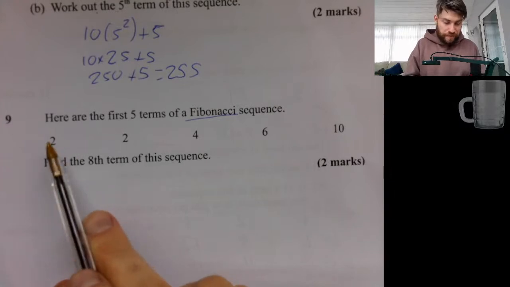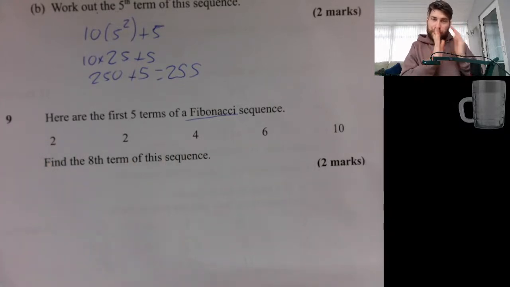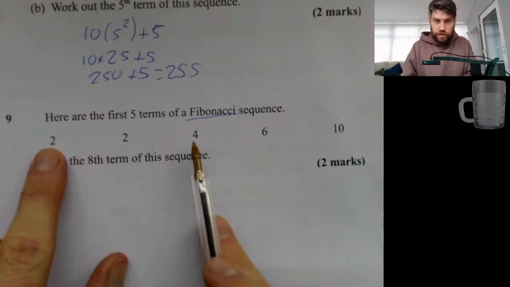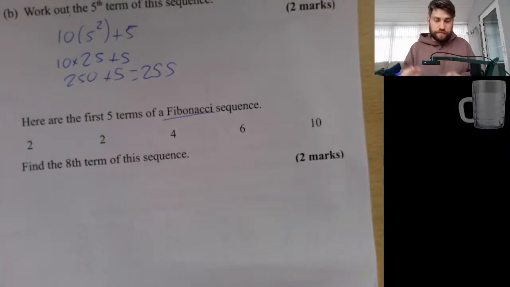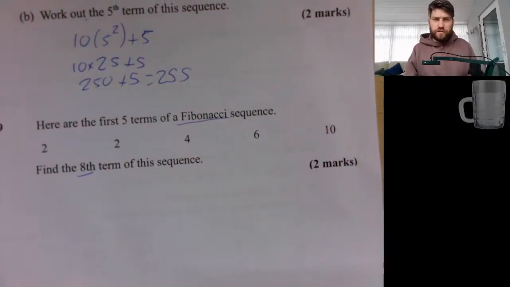So, hopefully you've seen from last time, with the Fibonacci sequence, the previous 2 terms add together to make the next term. So, 2 plus 2 is 4, 2 plus 4 is 6, 4 plus 6 is 10, and so on. Find the 8th term of this sequence.